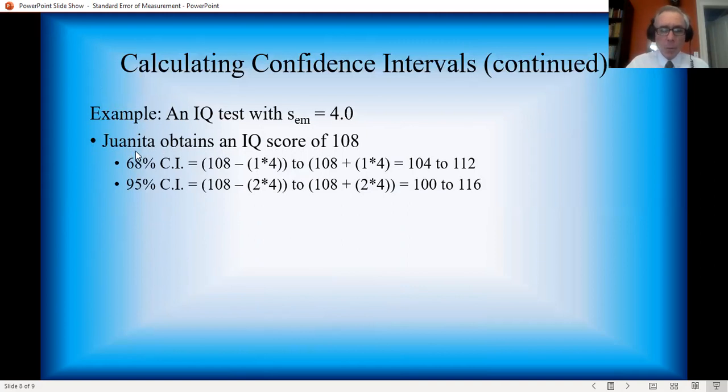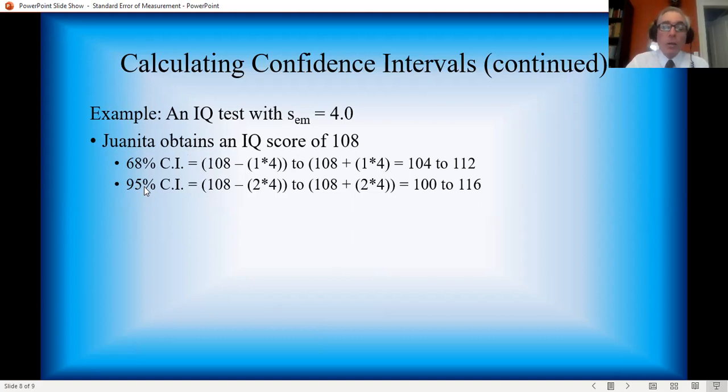But because there is random error built in here, it could easily be a few points off one way or another. So if I wanted 68% confidence intervals, well, the low end would be 108 minus 1, remember, the z was going to be 1, times the standard error, 4. And the high end would be 108 plus 1 times 4. So obviously 1 times 4 is 4. 108 minus 4 gives me 104. 108 plus 4 gives me 112. So I'm 68% sure that her true score falls between 104 and 112.